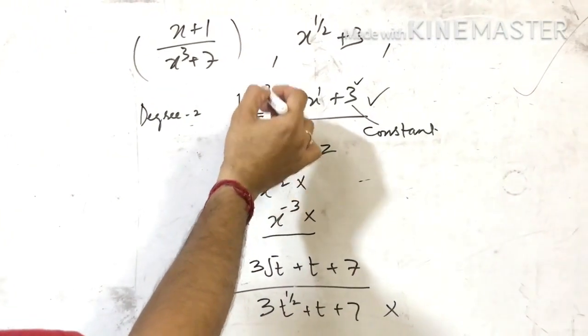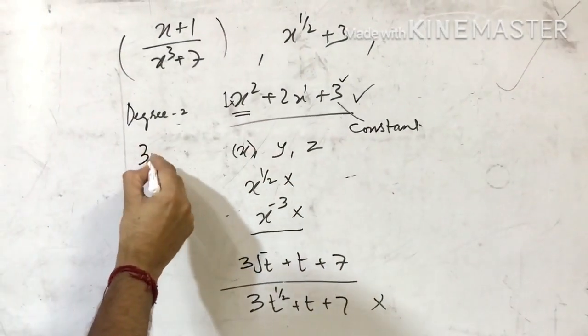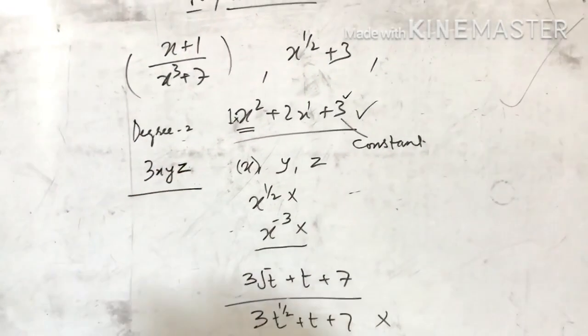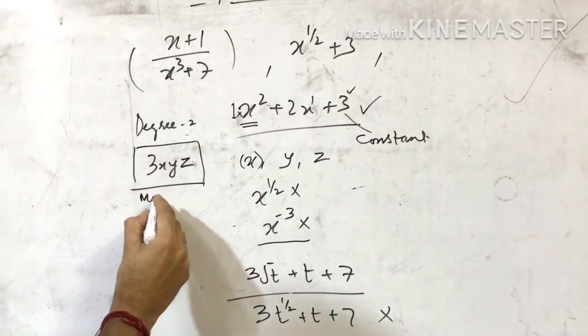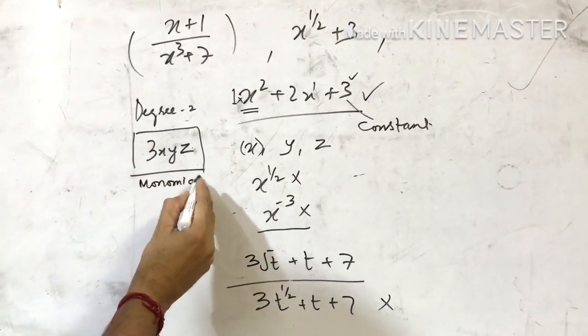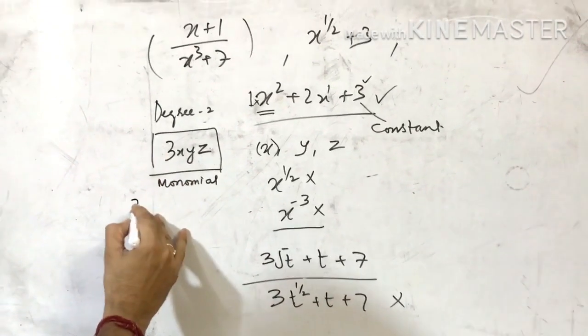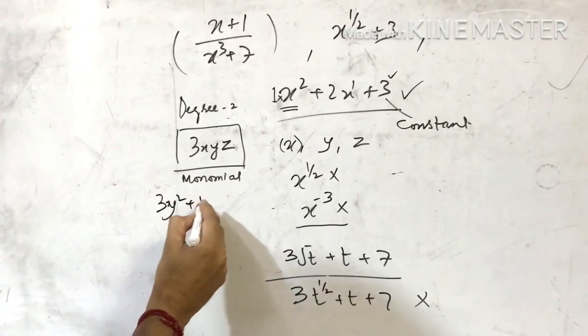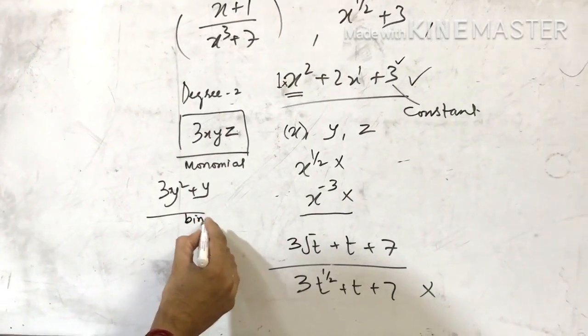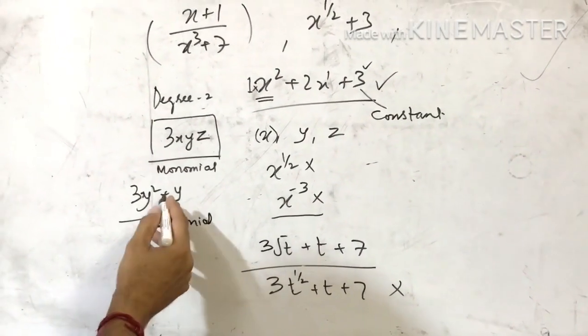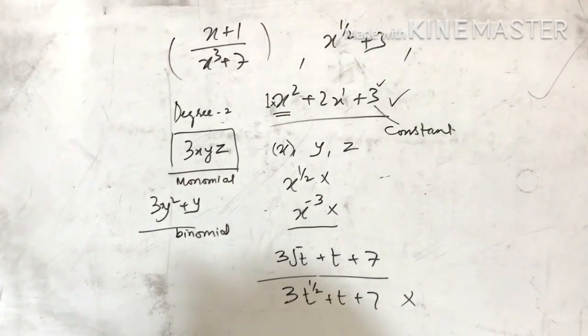How many types of polynomials are there? Suppose you have 3xyz. It is a single-term polynomial, so its name is monomial. It has only one term. But if you have 3y² + y, then it has 2 terms, so it is called a binomial. From 2 terms to any number of terms, it is called a polynomial.